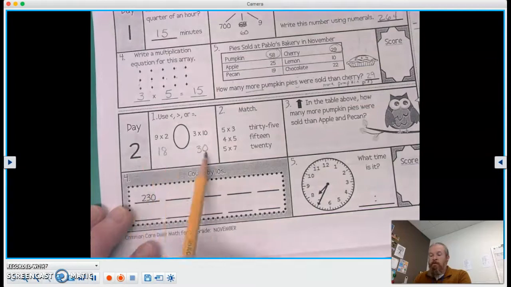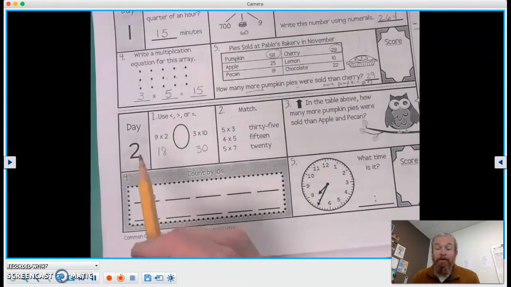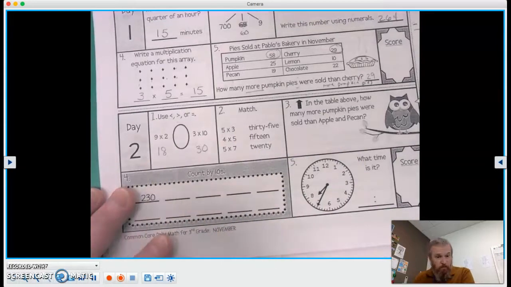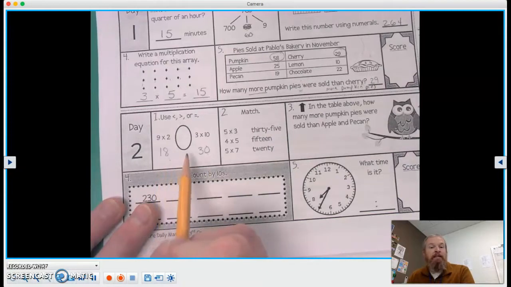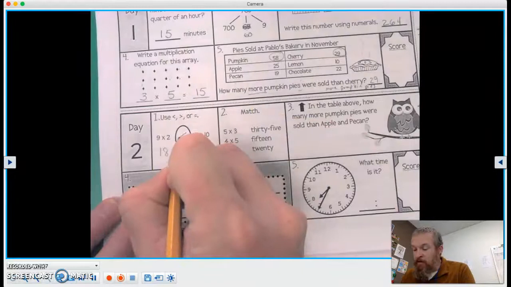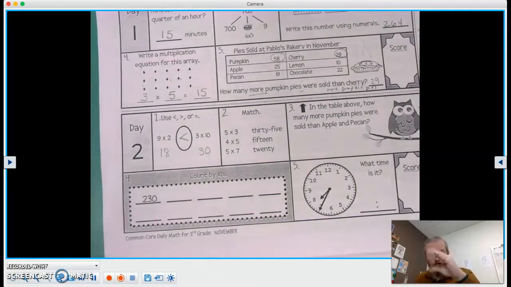And now we compare those two numbers. So which one is smaller or which one is greater, however you want to look at it. When we do it, we work left to right. So we're going to say 18 is less than 30. So the less than symbol goes like that. Remember, the alligator mouth opens up to the big one.